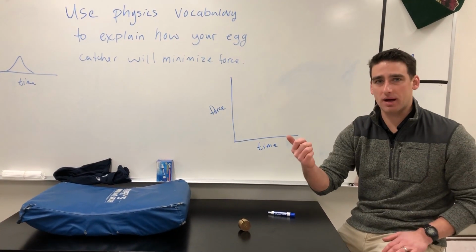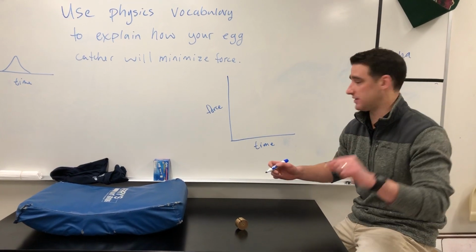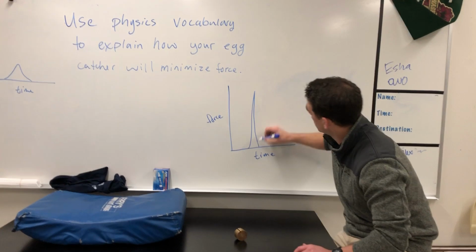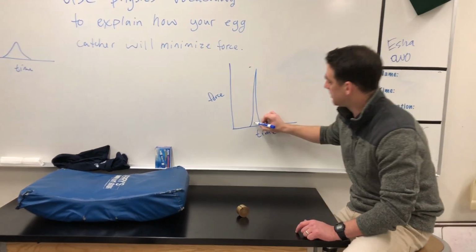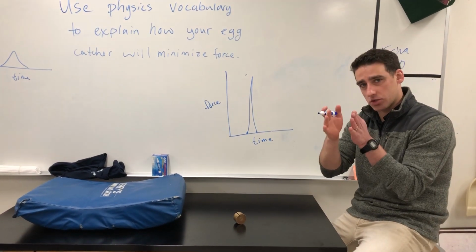So if I could take a stopwatch to measure the time of the collision, it'd be really, really small, like a tiny fraction of a second. So the force is really big, way up here, and the time is really small, right? So the time that the collision took is a really short amount of time.